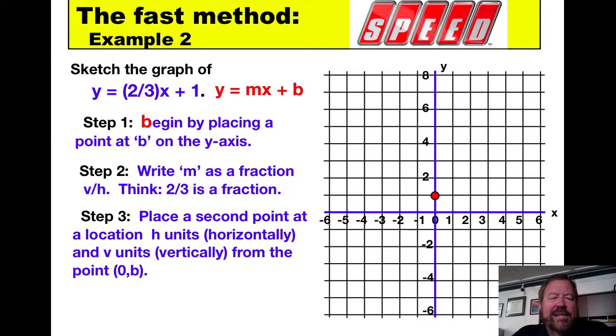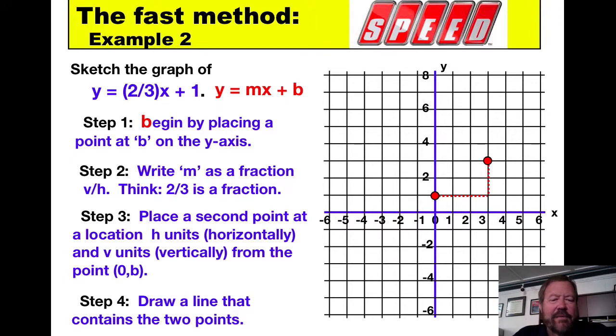Step 3, place a second point at a location h units horizontally and v units vertically from the point 0, b. Well, our point 0, b is 0, 1, so moving 3 points horizontally and 2 points vertically will look like this. You can see the red dotted lines. Now we place our point, and then step 4 says draw the line that contains the 2 points, and we have our graph of y equals 2/3 x plus 1.